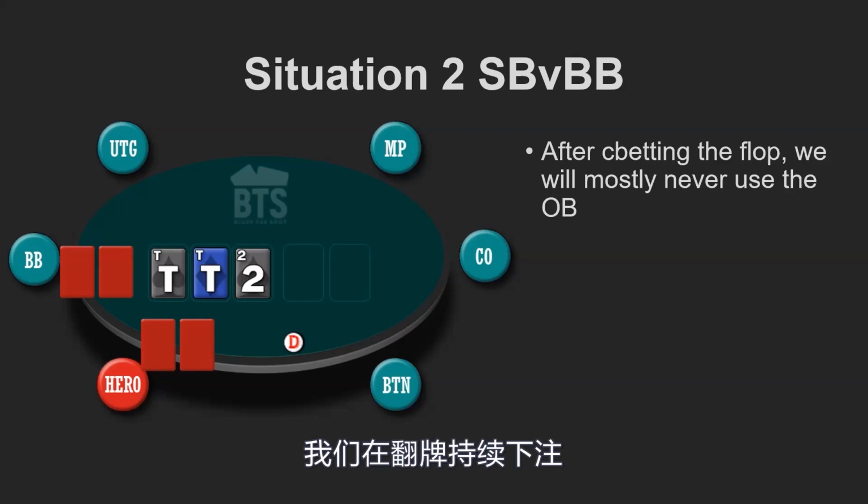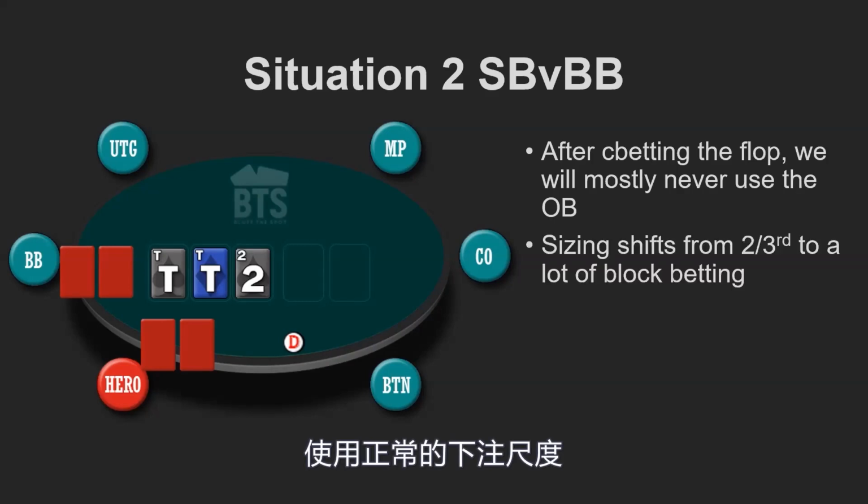So we are betting the flop. We would never use an overbet on the turn here. On paired cards, especially blind versus blind, he's still going to have a bunch of trips. We're out of position. We want to keep control of the pot. So we will always use a regular sizing there.